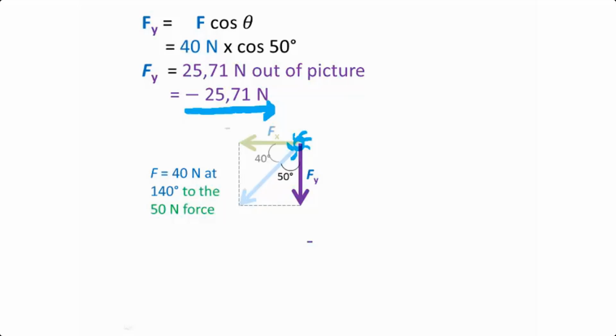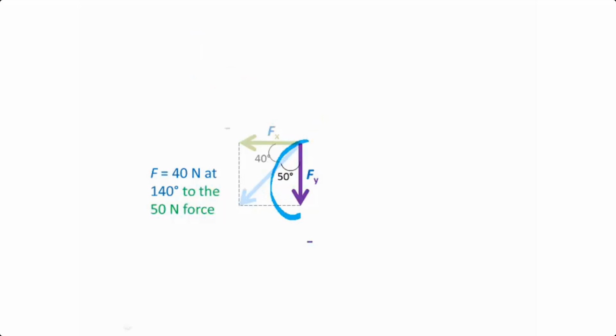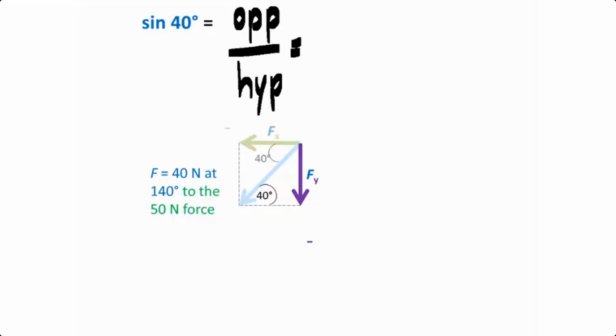Now let's solve this in another way. Instead of using cos 50, let's realize that this angle here is 40 degrees. How do we see that? These are alternate angles. These are parallel to one another, and so here we have a Z shape. Alternate angles are always equal. So now let's use that 40 degrees there, and let's use sine 40. Now remember that sine always means opposite over hypotenuse. And for this particular case, sine 40, the 40 degrees has Fy opposite it. And of course, F is the hypotenuse. Magnitude of F is 40 newtons.